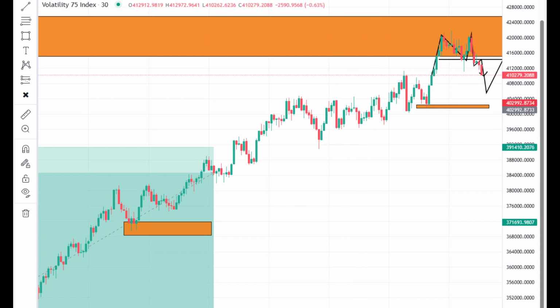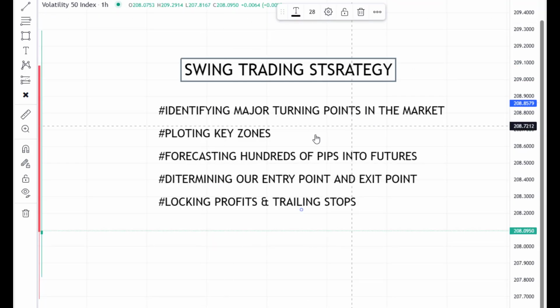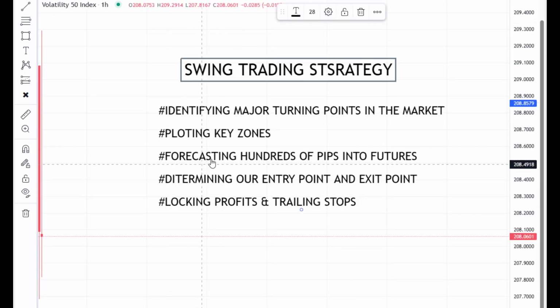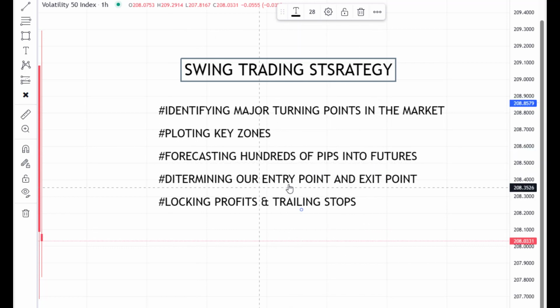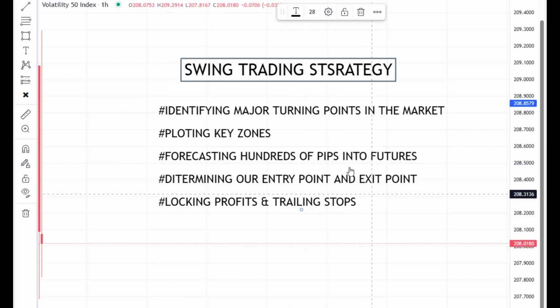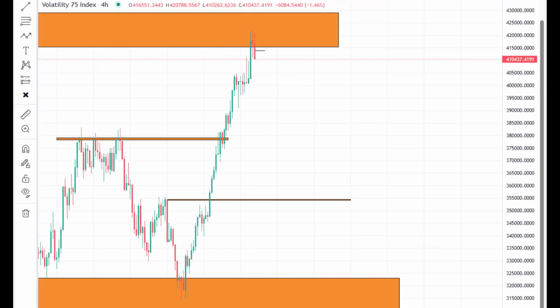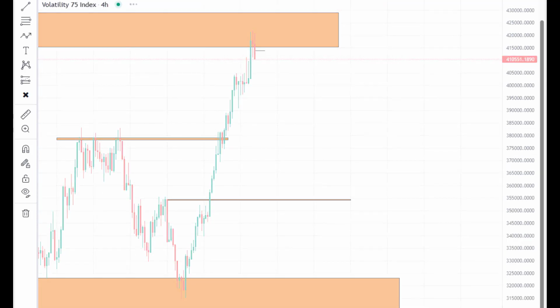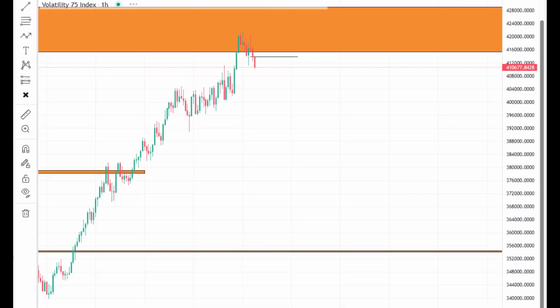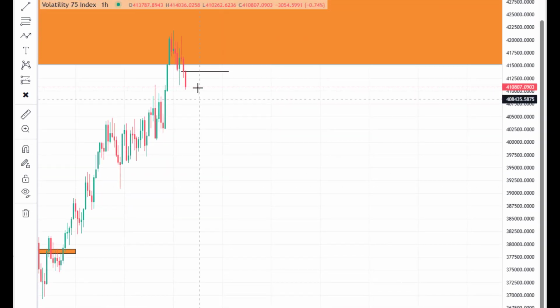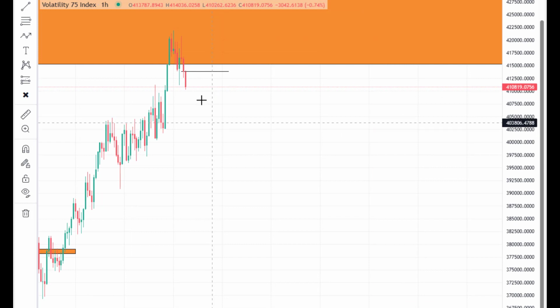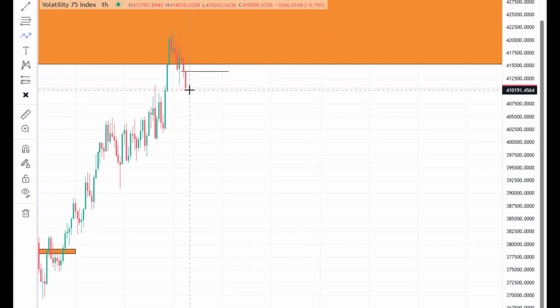So basically, we have addressed most of the issues: identify major zones, plotting them out, forecasting hundreds of pips into the future, determine our entry and exit points, and then locking our profits, guys. So basically, that is how beautiful this strategy could be. Now you can see we have price already dropping powerfully. Sometimes price could still move like this, maybe just induce traders to move up again, tap into the zones properly before finally falling.